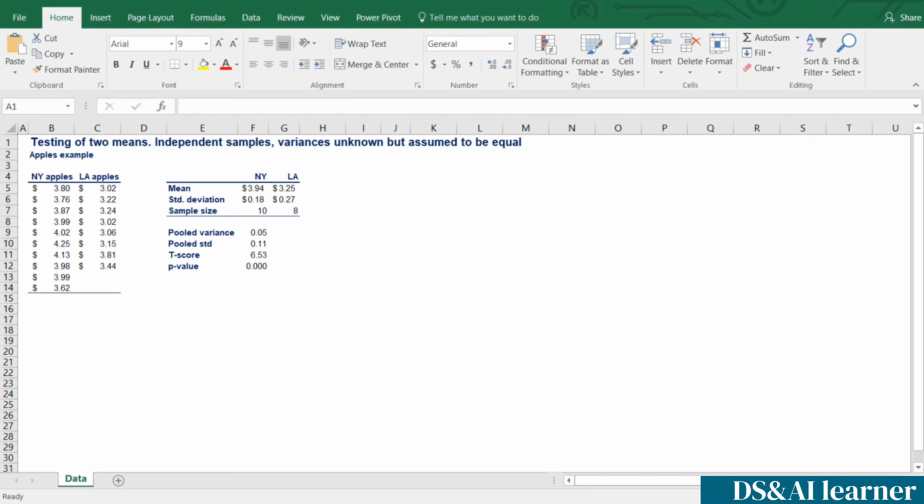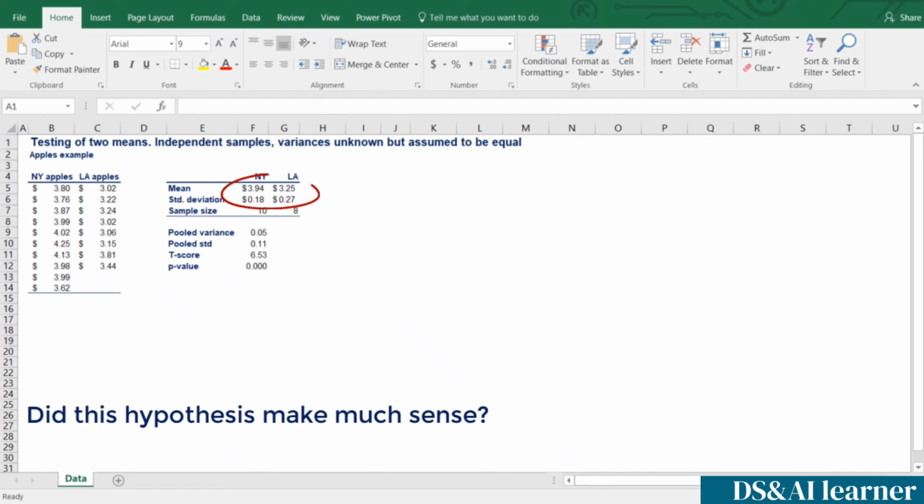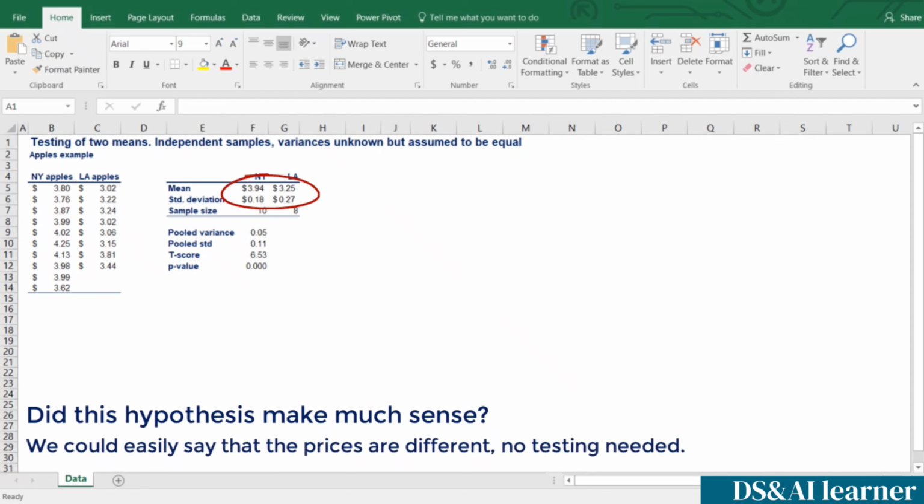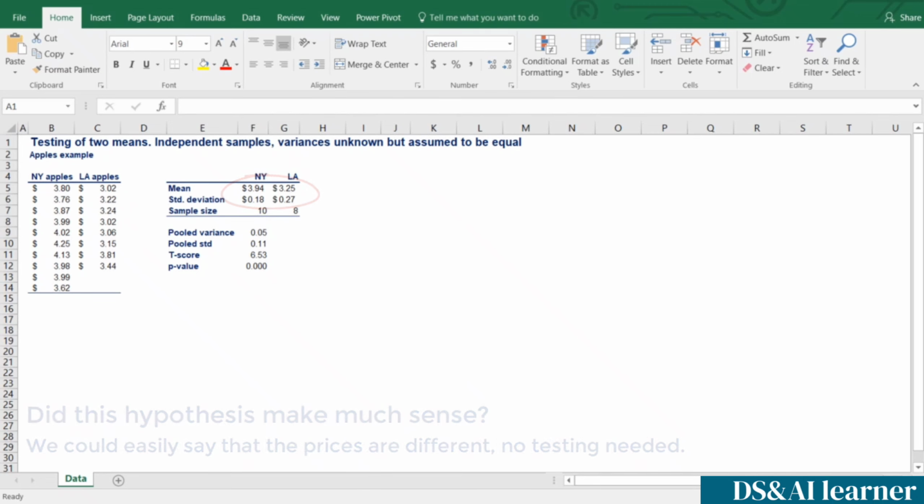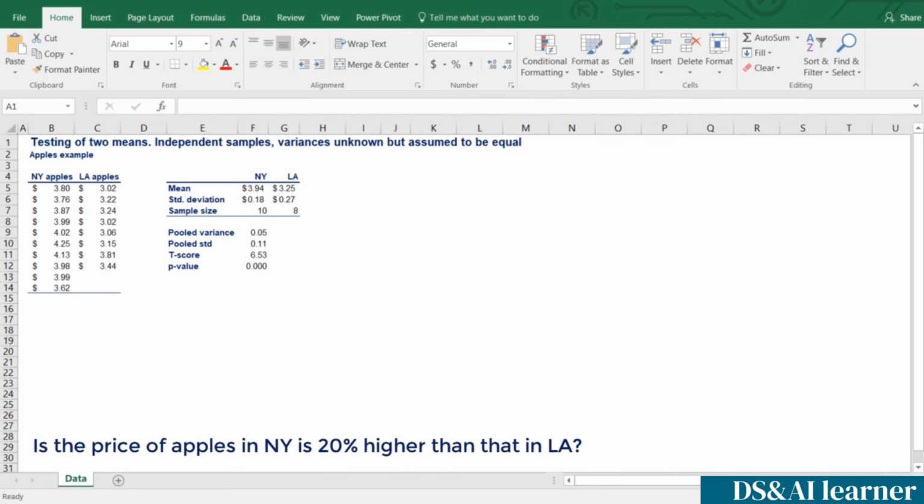But such an extreme result may also mean that the hypothesis is pointless or poorly designed. From the mean values of 3.94 and 3.25, and with such small and close standard deviations of around 0.2, we could easily say that the prices are different, no testing needed. A much more interesting question would be if the price of apples in New York is 20% higher than that in L.A. I will leave you this exercise for homework.